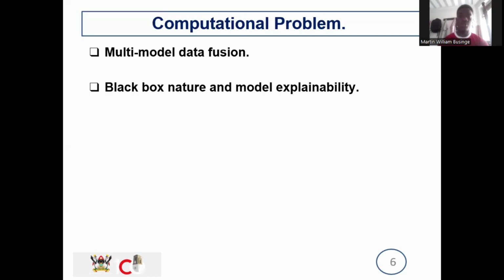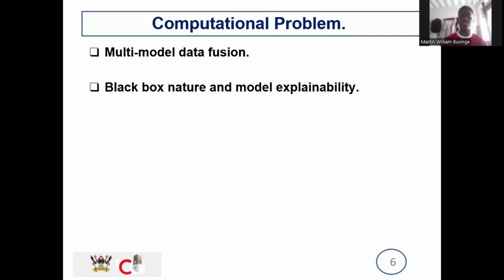So our computational problems, there are two main problems. The first one being multimodal data fusion, which means that we want to fuse data from different formats and from different sources to be able to work together. Take, for example, we use image data for the model, and then we use text data for the RAG component. So we want these two to be able to work together in our model.